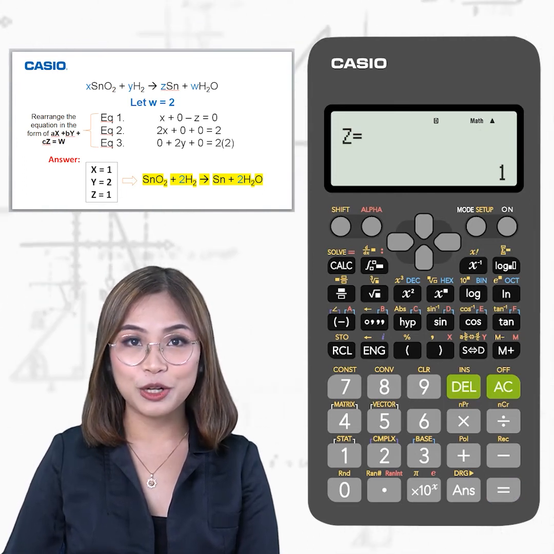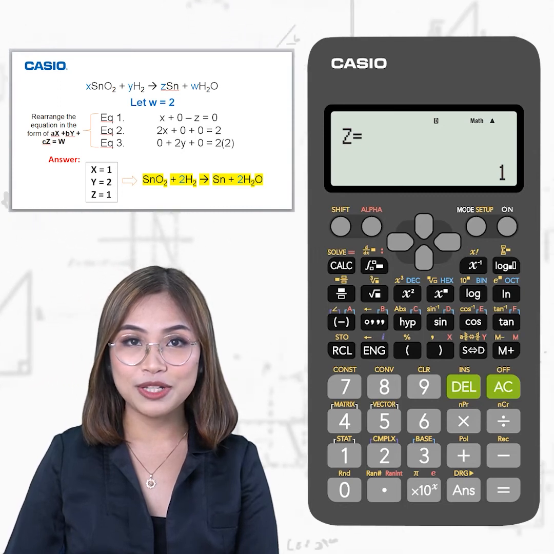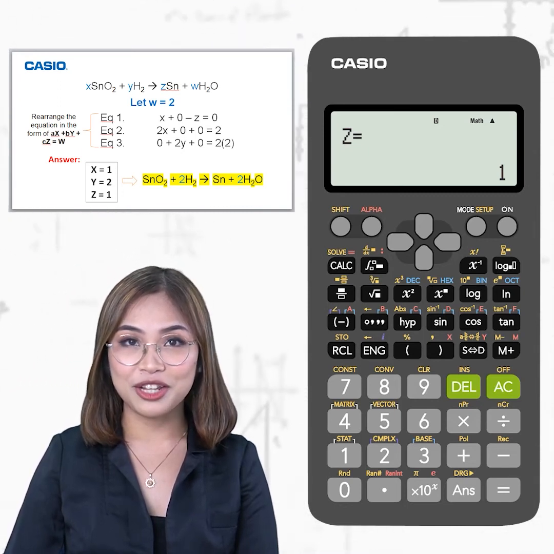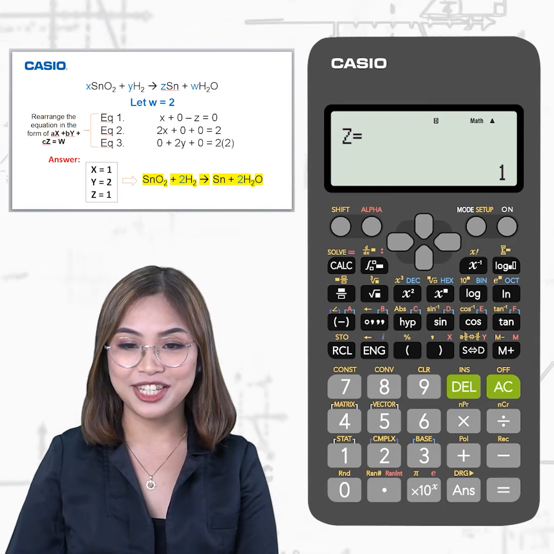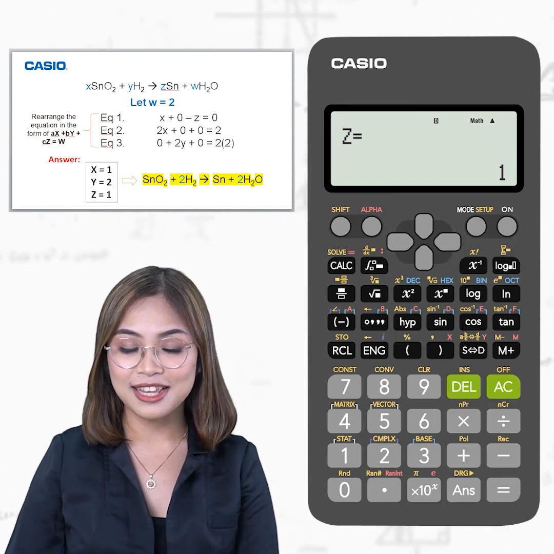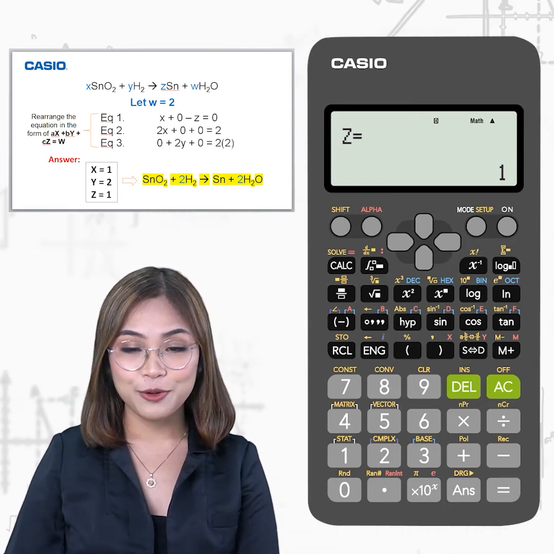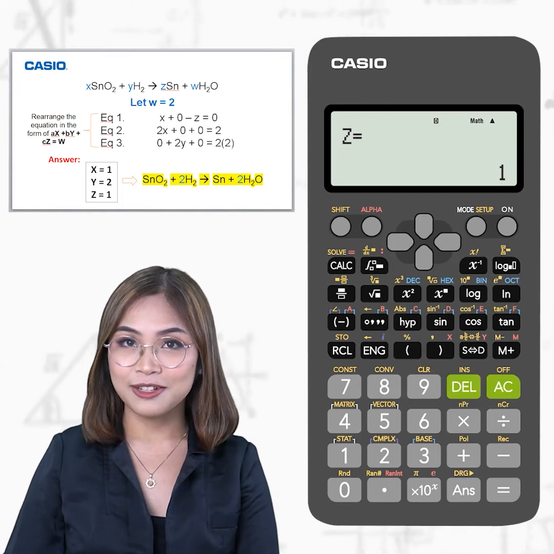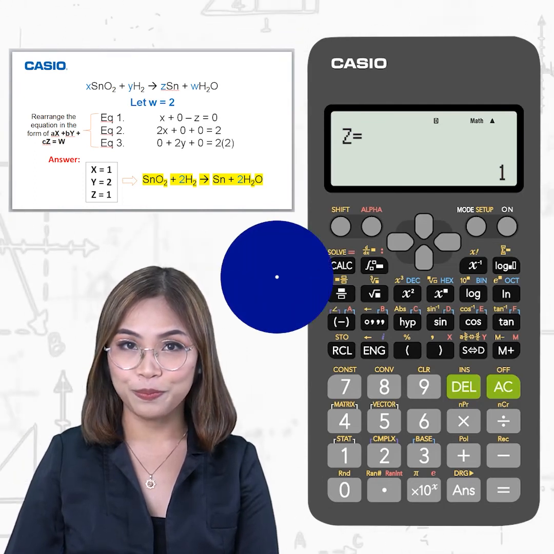And of course, including our initial value of w equals 2, this becomes the coefficient of our balanced equation as shown here. So the final answer is SnO2 plus 2H2 yields Sn plus 2H2O.